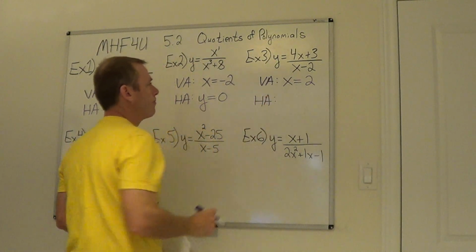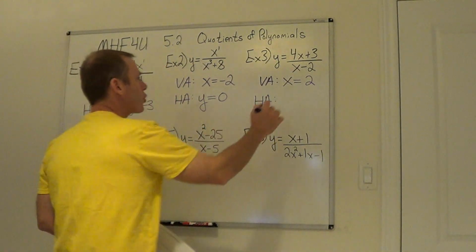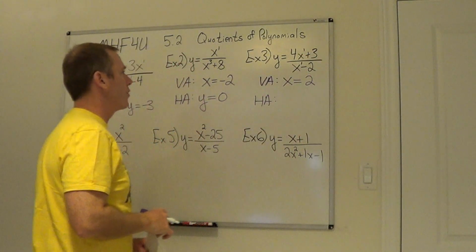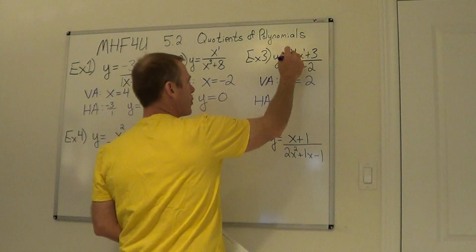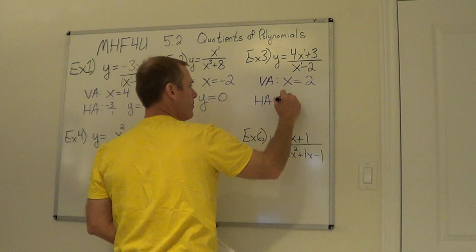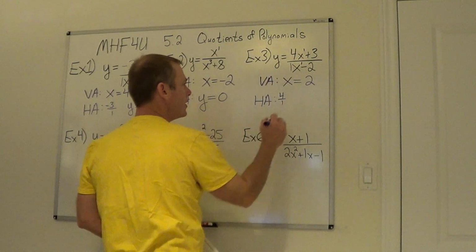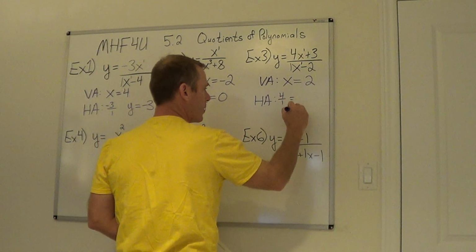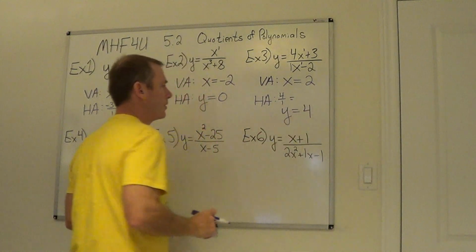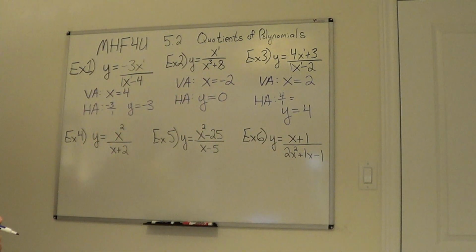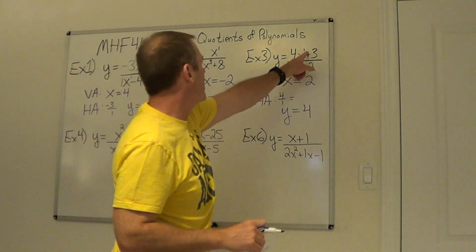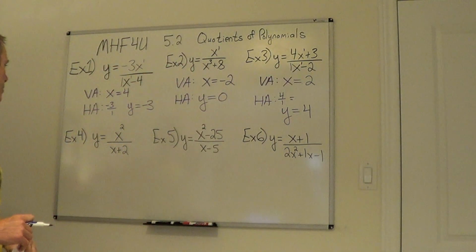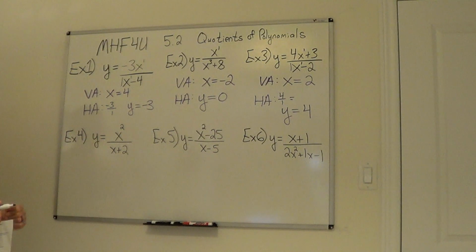Horizontal asymptote, let's check it out. The degree of our numerator is 1, and so is the degree of our denominator. So I'm going to take the coefficients and divide them, 4 divided by 1. That means we have a horizontal asymptote at y equals 4. And again, no oblique asymptote because the degree of the numerator is not exactly one higher than the denominator.